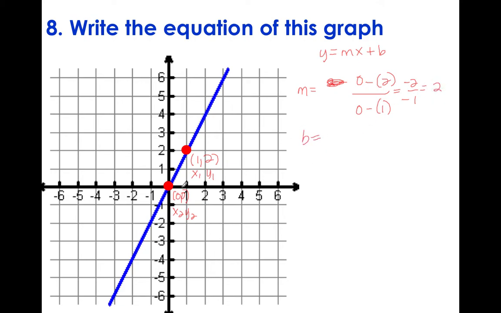Where does my line cross the y-axis? Well, it crosses the y-axis right here. So therefore, since my x is 0, that means that my y-intercept is 0. And therefore, we see that we get y equals 2x.